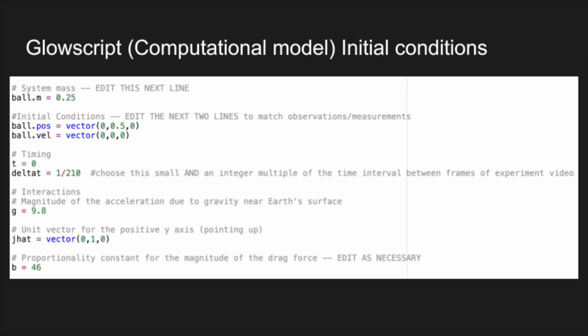For the computational model, same thing. The ball mass was 0.25 kilograms. Ball position was 0.5 meters on the y-axis. Ball velocity was 0 since it was released from rest. Time started from 0. Gravity, obviously 9.8.